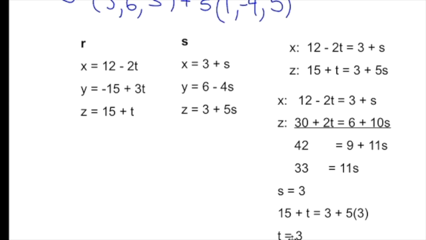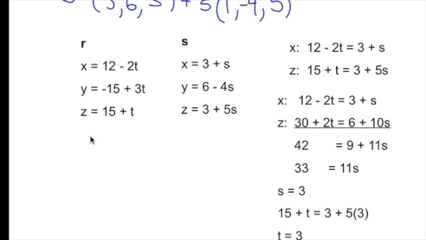I now know what s and t would be. Okay, so if I plug in 3 for s and I plug in 3 for t, I know my x's and my z's are going to be identical. Now, just to make sure that this actually works, I need to make sure I plug it into all three.